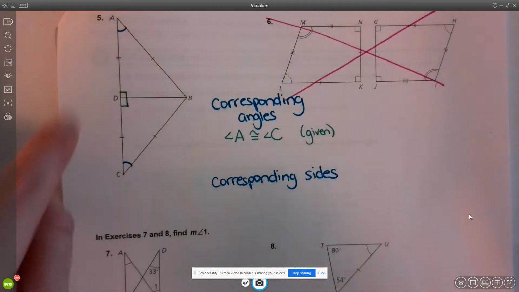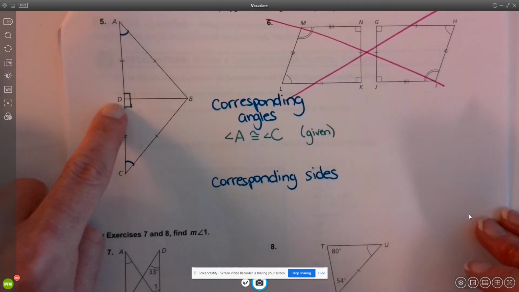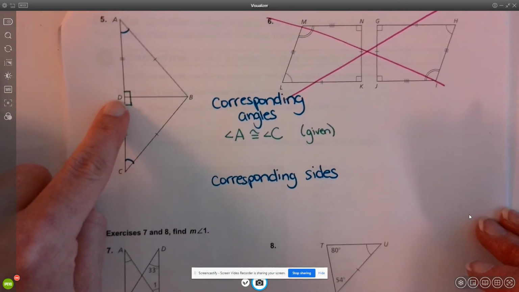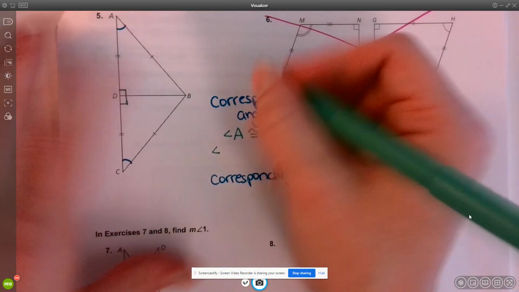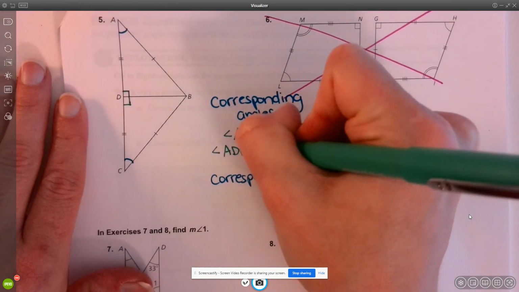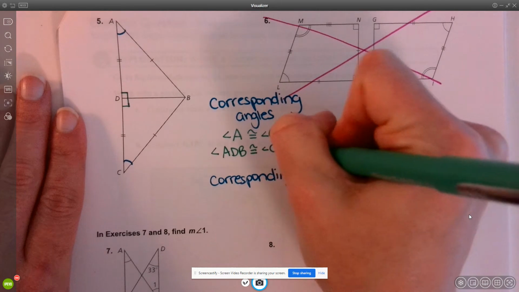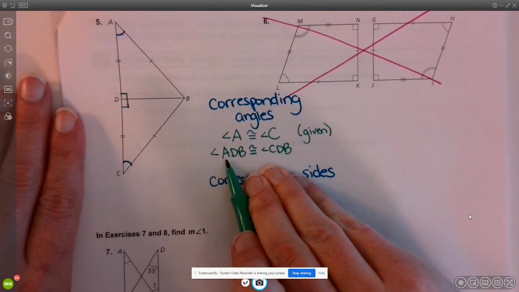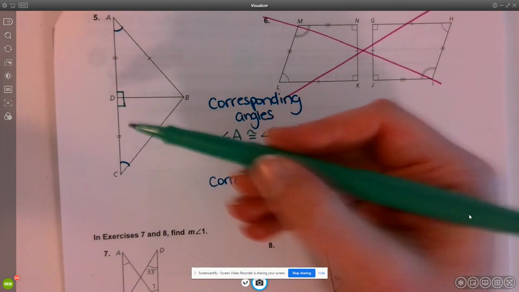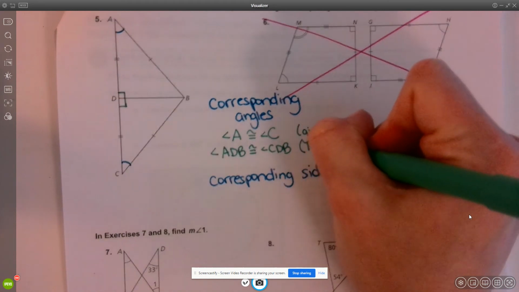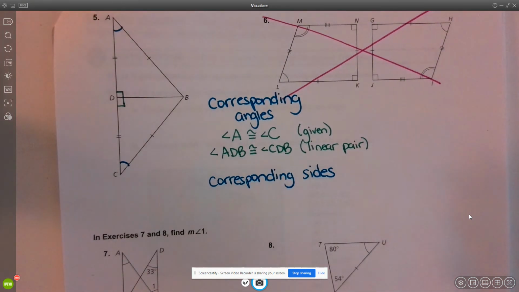So I can see here that these two angles are corresponding. Now I can't just use D to name the angle because I've got more than one angle at point D. So I need to use 3 letters here. I'm going to say angle ADB is congruent to angle CDB. And I want C to come first because A came first. And I knew that because I saw that the two angles made a linear pair. So I'm just going to make a little note to myself that they made a linear pair. And I noticed that they then both had to be 90 degrees.